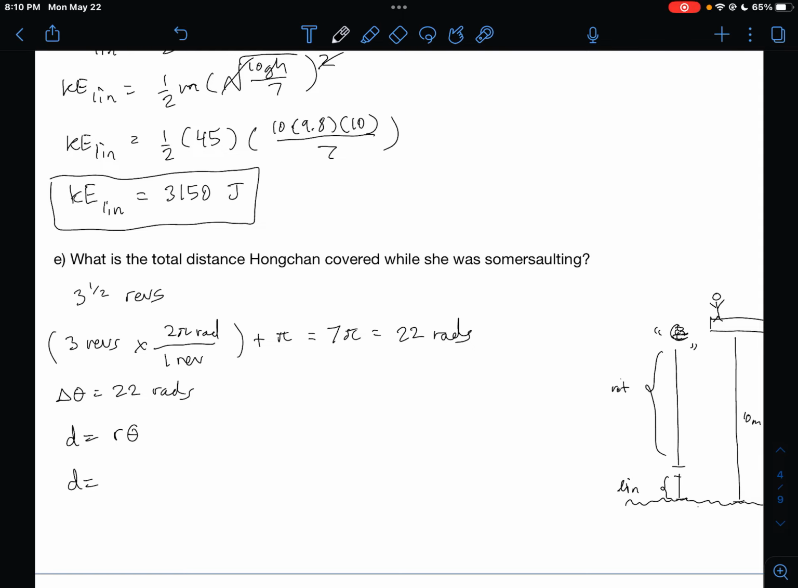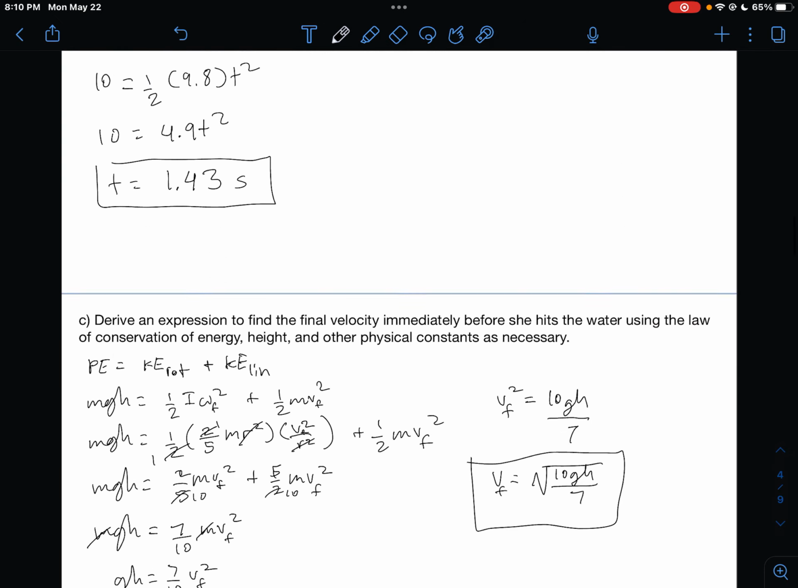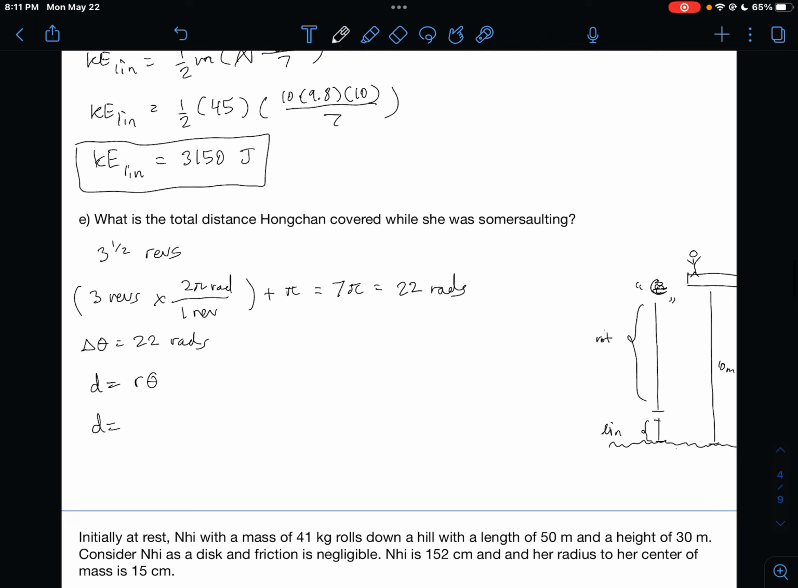So then I can put that into the equation for distance using angular displacement. I also know the radius when she was somersaulting was 30 centimeters. So here I can convert it. Then I just plug that radius back in here. So her distance will be 6.6 meters.